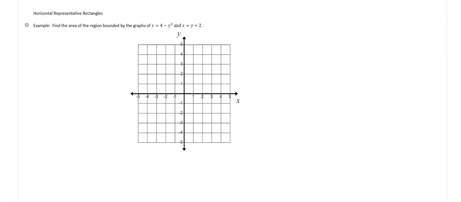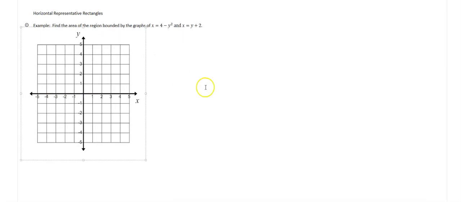For example, we're going to show what happens in the case where you may have to use, or it may be more convenient to use, representative rectangles that are horizontal. So I've got the two equations, x equals 4 minus y squared and x equals y plus 2. And you notice they are both solved for x instead of y. So you have to be a little bit careful with this when you make your xy chart because you want to actually plug in for y.